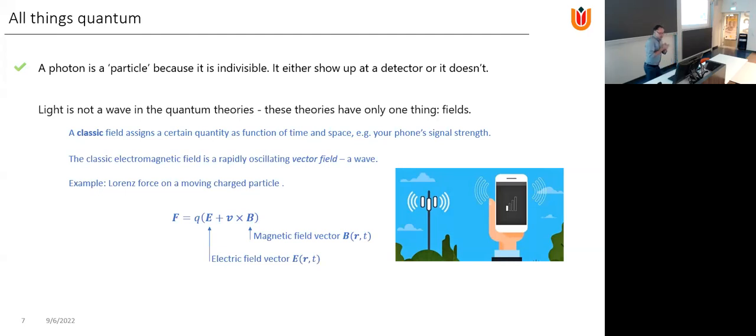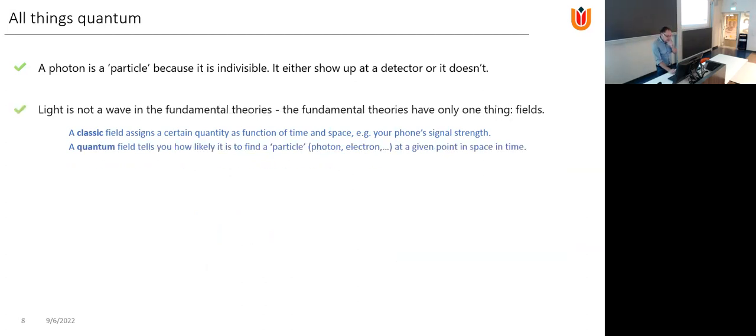The electromagnetic field, the classic electromagnetic field, is also a field. It's a so-called rapidly oscillating vector field. So the quantity that it describes is a vector, and that vector does not stand still. It oscillates in time. With that electric field vector and magnetic field vector, you can, for example, calculate the force that a moving charged particle experiences. That is the purpose, so to say, of a field. That's the classic field. The quantum field is a little bit different.